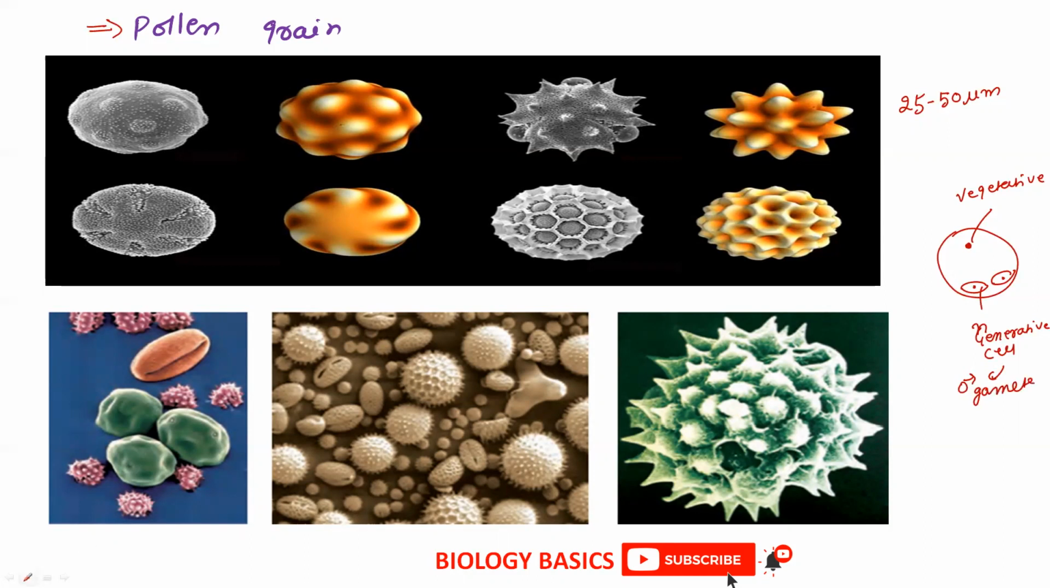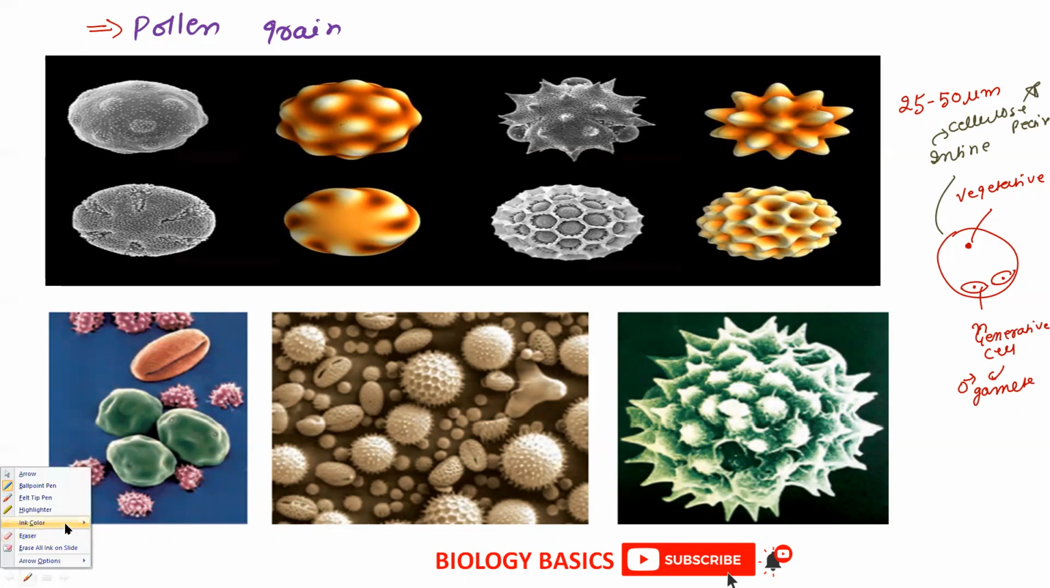This is the plasma membrane of it, and this layer is basically known as the intine. And this is basically made up of cellulose plus pectin. This is important.